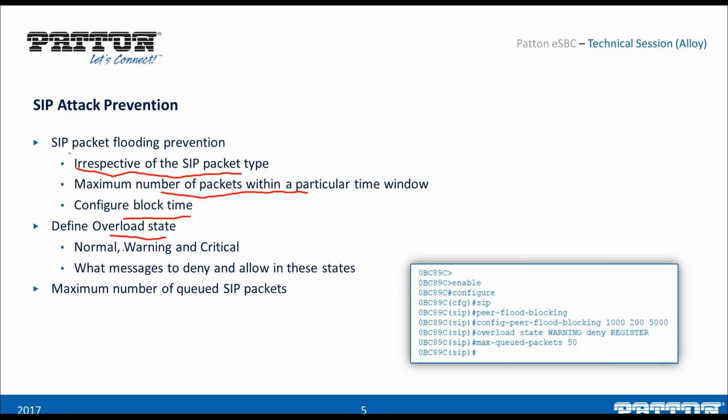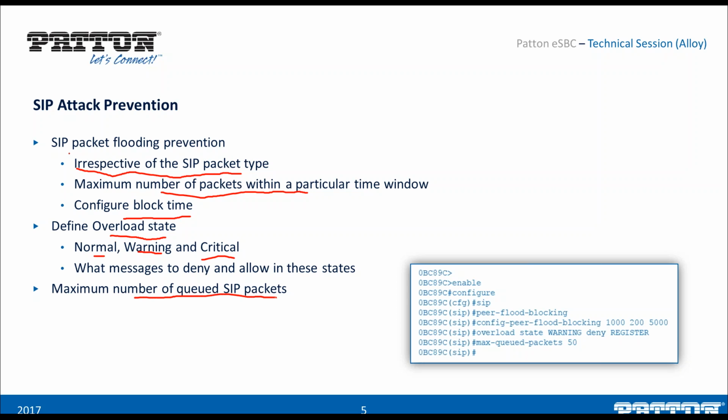Then you can define the overload state: what it should do in normal working condition, in warning state, and in critical conditions. For example, in warning condition, if you are being flooded with SIP, you can say that when this device reaches a warning condition, it should stop accepting SIP register messages. It should deny more registrations, or deny more invite messages. It should take care of the existing calls. Or in critical, you can say no other messages, only SIP invite. These are the various ways you can define the overload state and mitigate the SIP attacks which can come from outside.